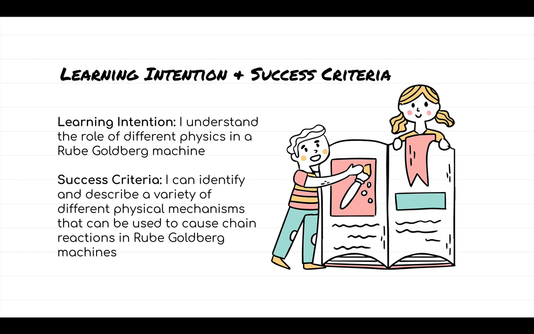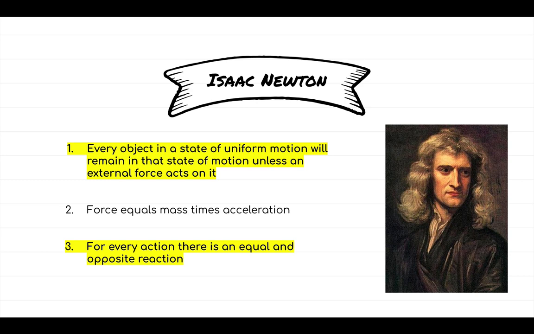So in the last lesson, you had a look at different types of chain reactions and what a chain reaction is. Now today we're going to look at a bit more detail. What are some of the mechanisms or what's some of the physics involved in actually making those chain reactions happen? To do so, however, we really need to discuss Isaac Newton and his three laws of motion.